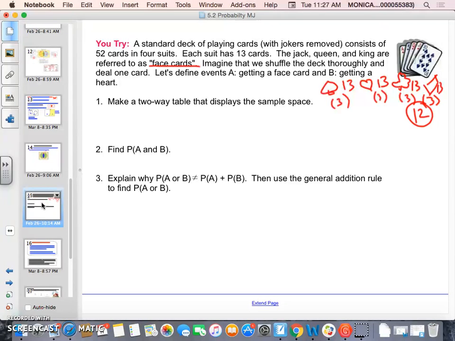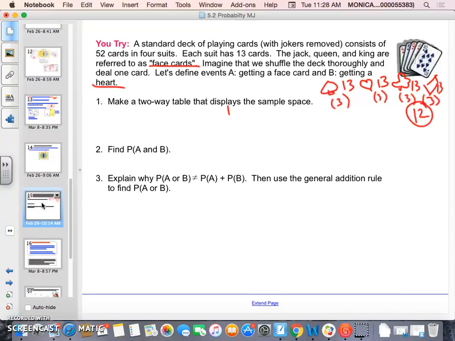3 face cards, 4 options, 3 times 4 is 12. And then we know that there are 13 cards that are hearts. And the other event, event B, is getting a heart. So let's make a two-way table for the sample space.